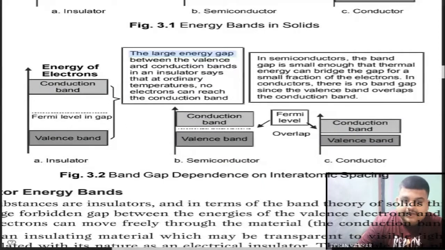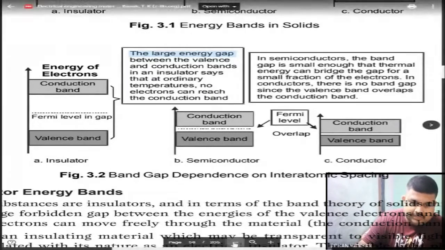When we talk about the large energy gap between the valence and conduction bands in an insulator, at ordinary temperature no extra electrons can reach the conduction band. Whatever energy the electron has is not enough to breach that gap, so it is not in a position to go to the conduction band. Whereas in a semiconductor, the band gap is small, so thermal energy can breach that gap for a small fraction of the electrons.